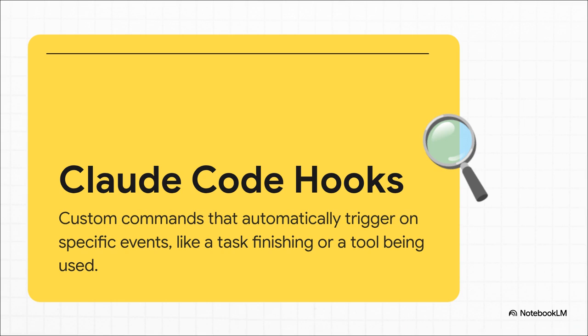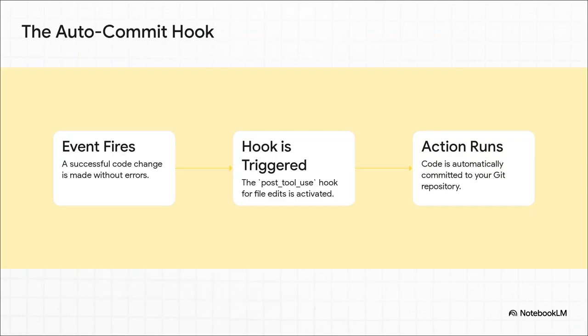You can set up custom commands that trigger automatically when specific things happen, like when a task finishes or a tool gets used. You can get a notification, run a script, or, and this is the really cool part, automatically commit your code. Let's look at this auto-commit hook. So let's say the agent makes a successful code change with no errors. The event fires, the hook triggers, and boom, the code is automatically committed to your Git repo.